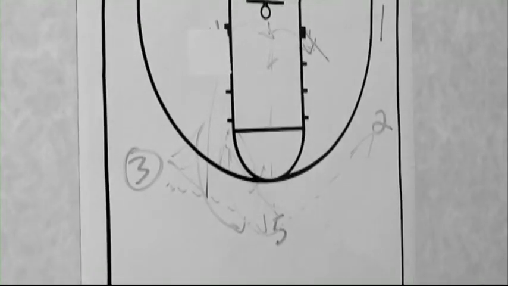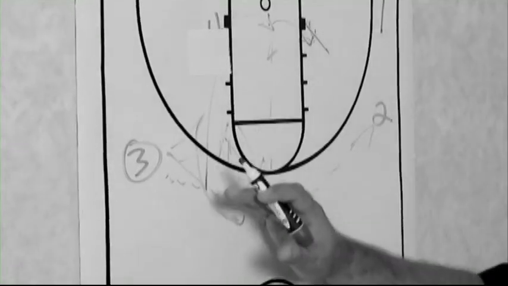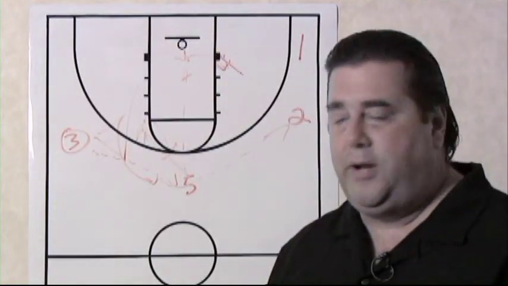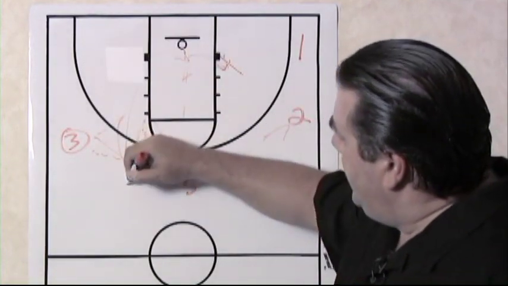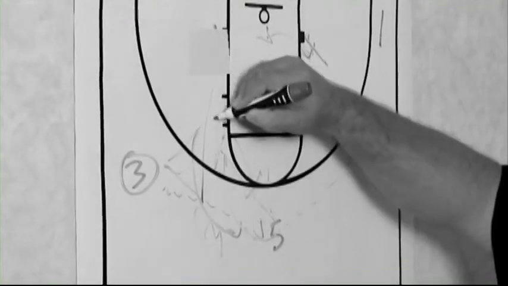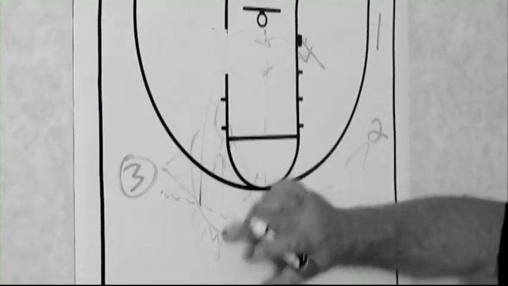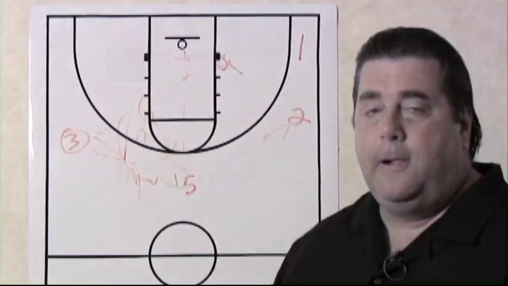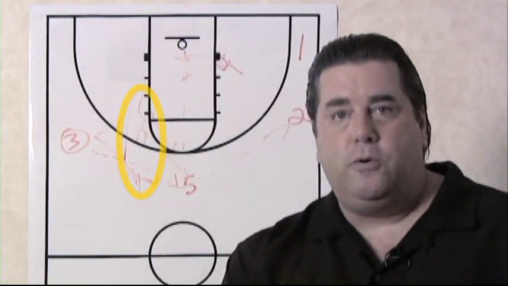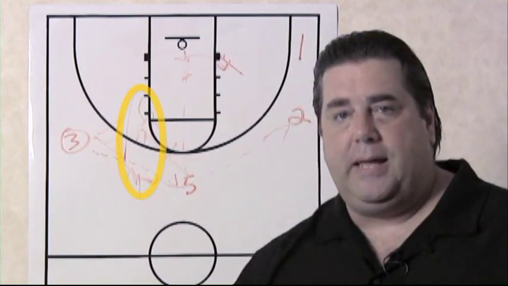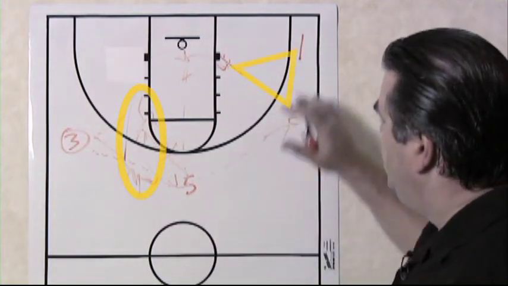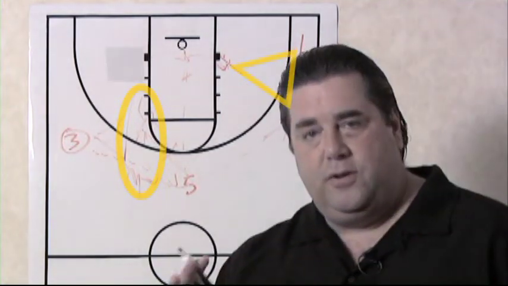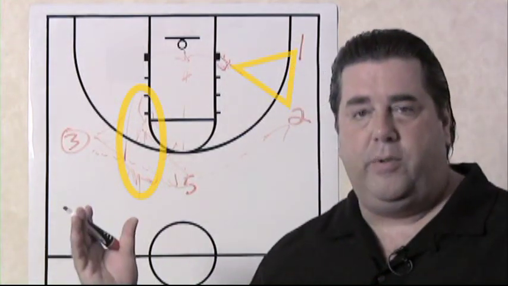Whatever option they use there, whether it's a back screen or a down screen, or whether 3 fakes using the screen and cuts to the rim, they would always come back to 3 coming up to the top, 5 flashing back to the elbow. So you have 3 and 5 in alignment here. 3 and 5. Again, you should know by now that's your pinch post option or your 2-man game. And you've got your 4, 2, and 1 on the right side of the lane here in the triangle alignment. We're now in our culmination series.